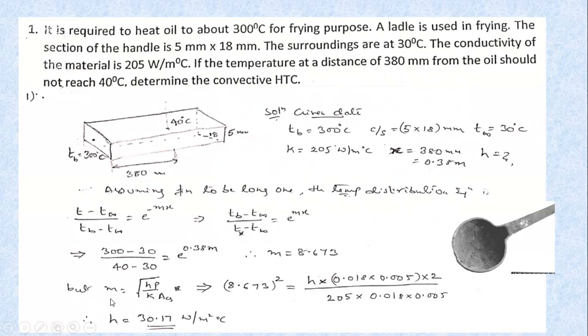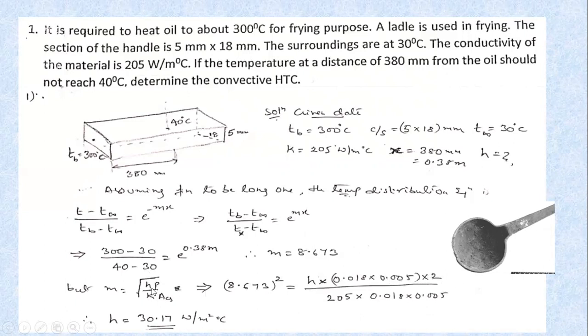But m, we know m equals square root of hP by kAcs. So I'm just squaring on that side. We know the value of m. So m square will be equal to hP by kAcs. So h value, we do not know, keeping it as it is. Perimeter, what is perimeter? It is at the cross section, the sum of the lengths of this rectangular cross section. So breadth into height plus breadth into height, so 2 times the breadth plus height. So this is in meters, 0.018 plus height, that is 5 mm, given as 0.005.